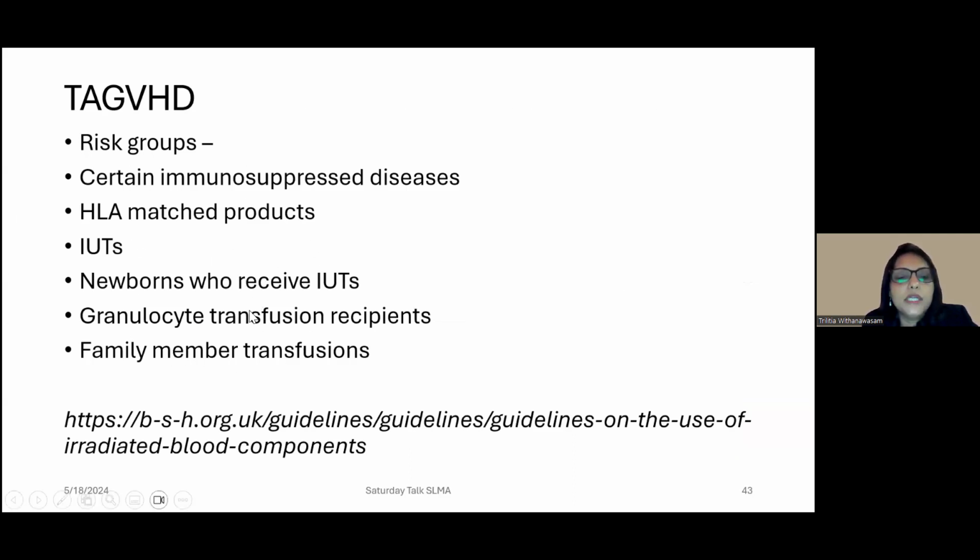Actually, I didn't make the full list. You can go to the BCSH guideline and find out. We also follow the BCSH guideline. Not all immunocompromised patients undergo this type of reaction if you give cellular products. Certain immunocompromised patients, HLA-matched products, intrauterine transfusions to fetuses, and newborns after those intrauterine transfusions are at risk. Granulocyte transfusion recipients are always at risk, and so are family member transfusions. Normally, we don't recommend interfamily transfusions. Only in extreme situations do we consider them as donors.